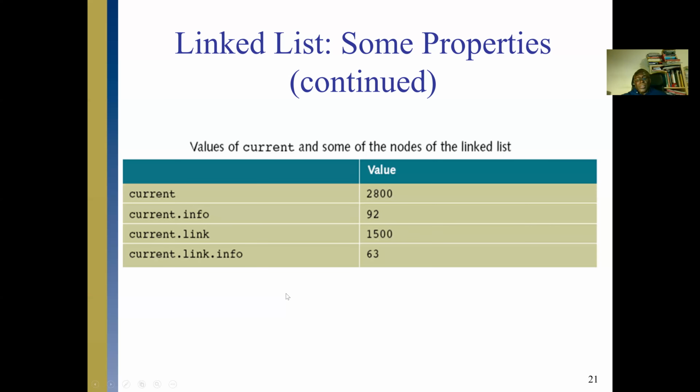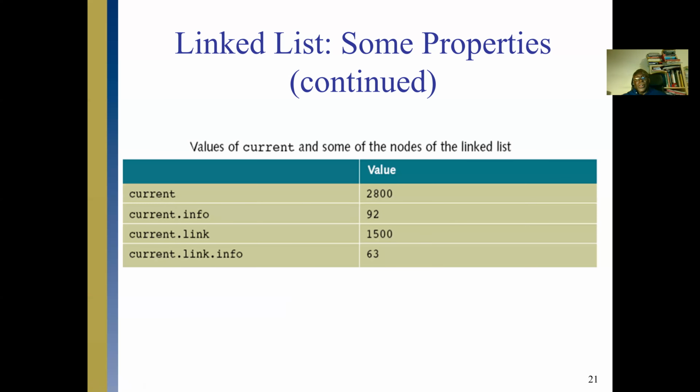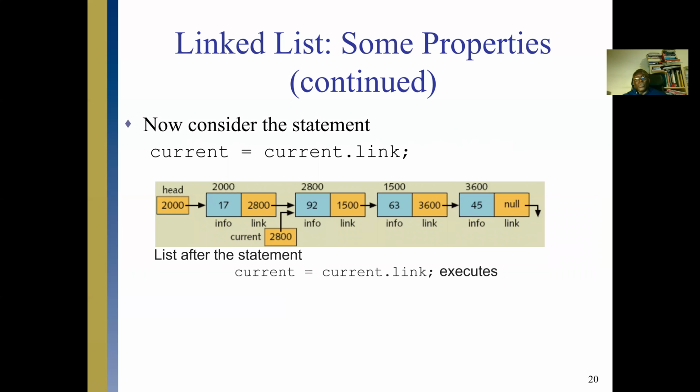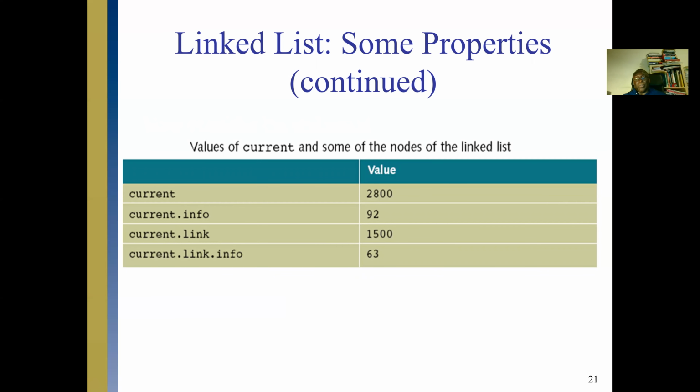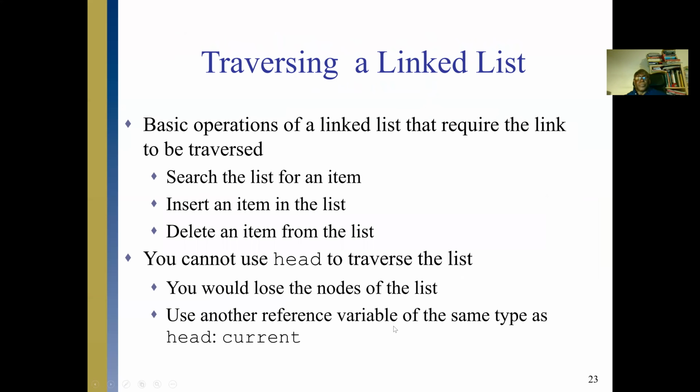So here we have current is 2800. We can see the position. Then current.info will be 92. Current.info will be 45. And these are some of the examples. Again, you can go through this example using the previous slide.